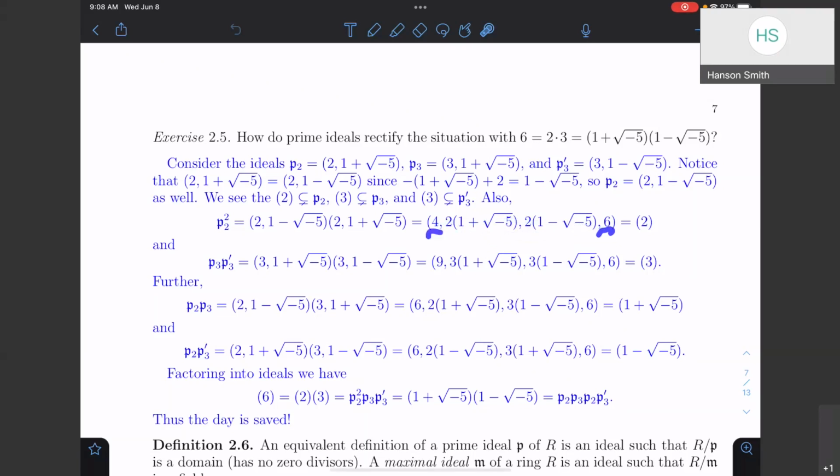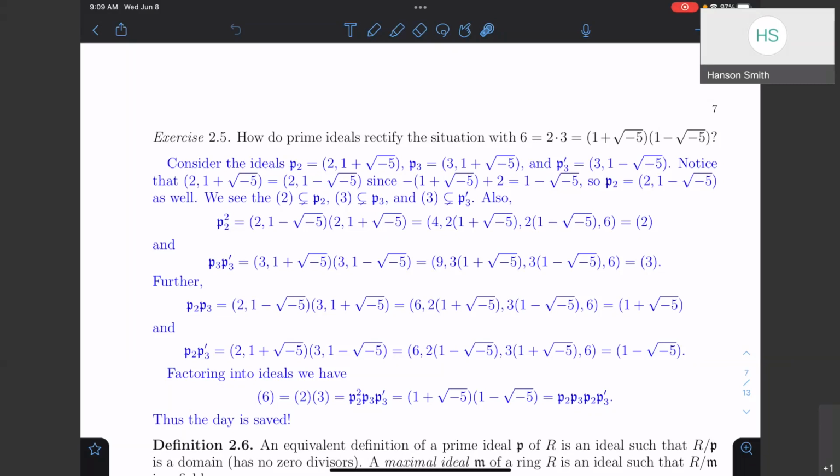But also 6 minus 4 is 2. So 2 is in here as well. If 2 is in here as well, then certainly it contains 2. So to contain is to divide. I got divisibility both ways, or containment both ways. And so these things must be equal.